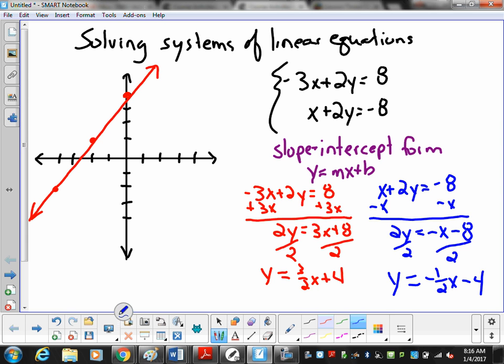The same process on the blue one. What is your y-intercept? Negative 4. And then the slope says I go down 1 and to the right 2. But I can't go down any, so I go up 1 and to the left 2.